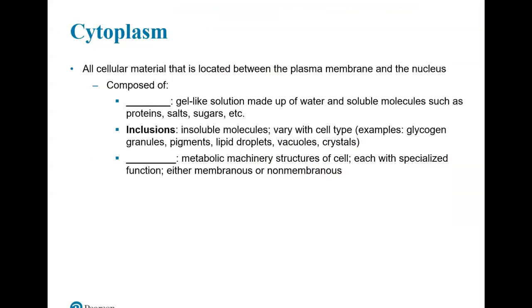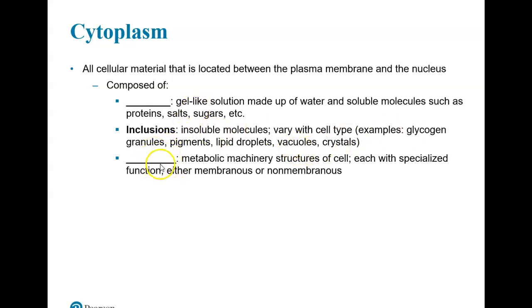The fluid portion of the cell is part of the cytoplasm. The cytoplasm is made up of the cytosol, the gel-like solution made up mainly of water and other soluble molecules like proteins or sugars. There are also inclusions, which are insoluble molecules found within the cell, like glycogen, a polysaccharide, which is a more complex form of glucose. You have granules and pigments, as well as things like vacuoles and crystals.